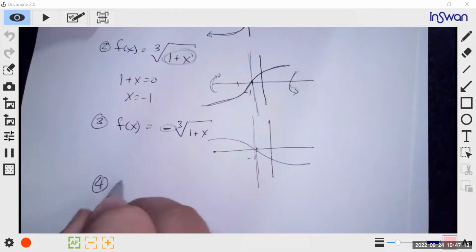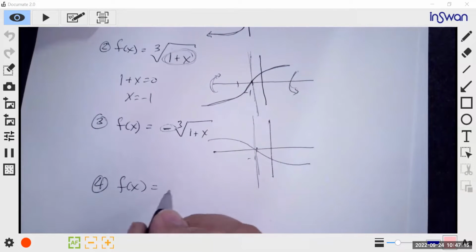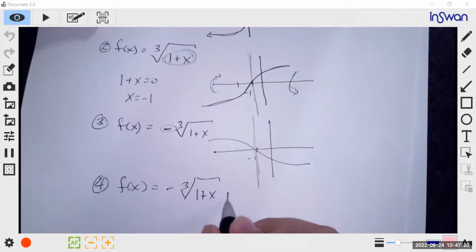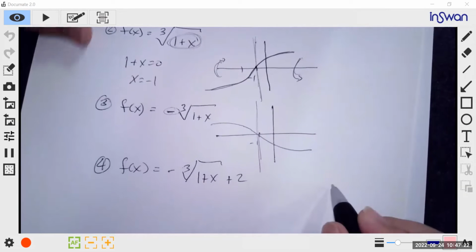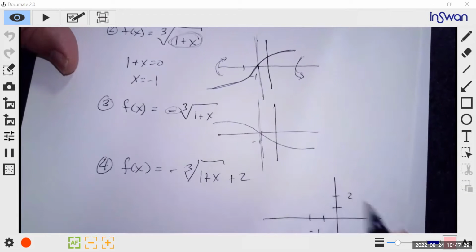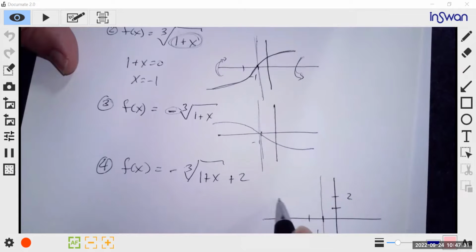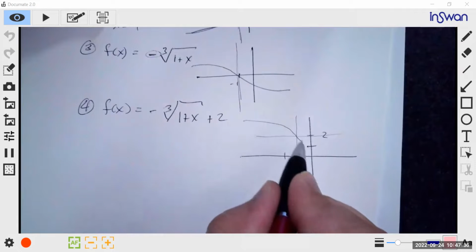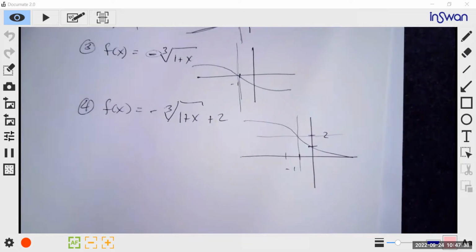Now, the last step. That's why I could do +2. That means go up 2 spaces. So there's my new X and Y origin. It goes this way. And there's my graph. Do it in pieces. You shouldn't have any trouble with it.